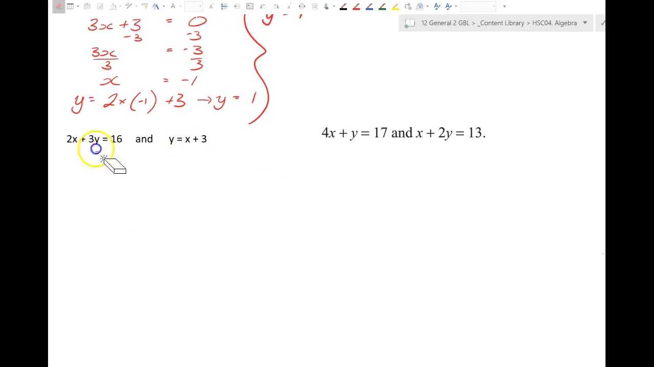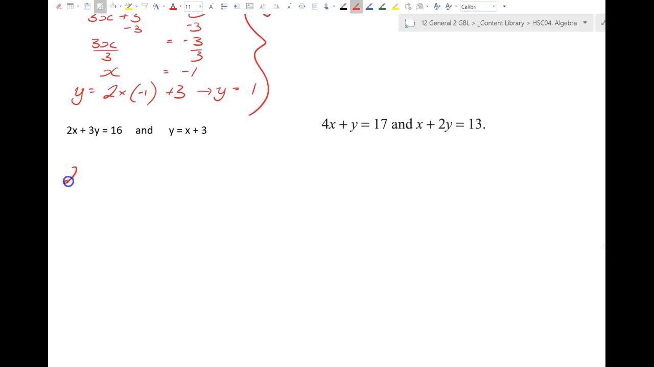So we substitute or replace this y here with x plus 3. So let's go ahead and do that. So that first rule is 2x plus 3. Let's just tidy that up a bit. 2x plus 3 lots of that y. Now that y we're replacing with x plus 3. We need to use a set of brackets here when we've got something multiplying that y. That's going to equal 16. Okay, let's go ahead and solve that.